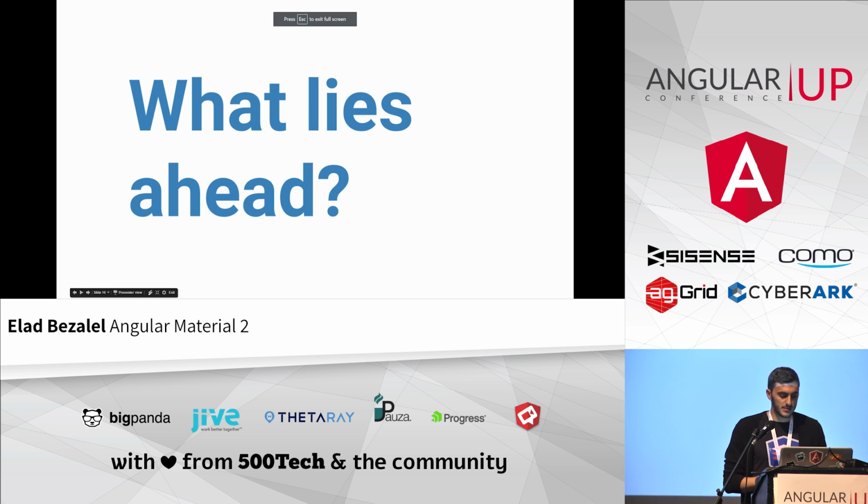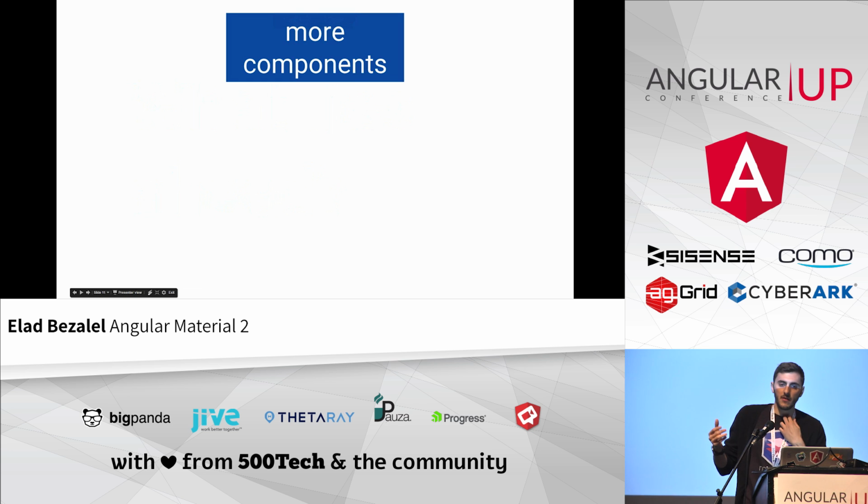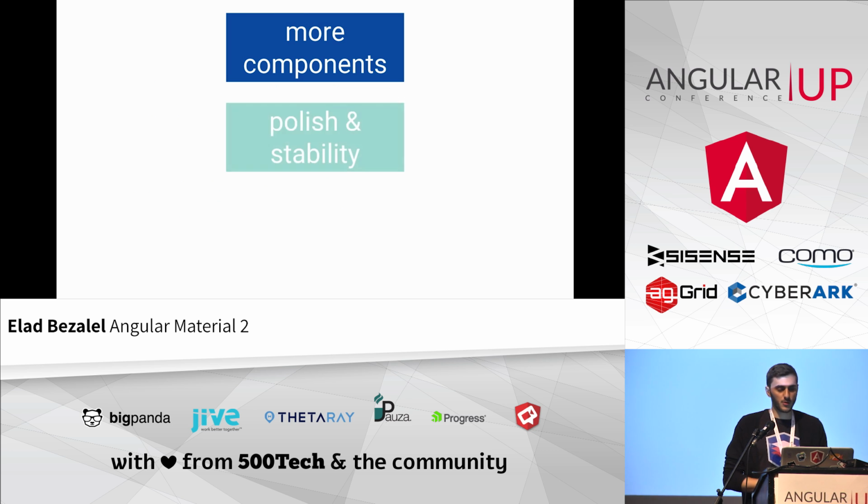So what lies ahead of us? Everything you've seen today is ready and available in Alpha 10. Everyone that is talking to me is saying, what about more components? I want to use autocomplete and I want to use chips. So I assure you we're working very hard to bring you even more components so you can use them. But before we can really achieve and go to beta, we need to polish and stabilize our framework so you can get a firm API and you won't have any breaking changes.